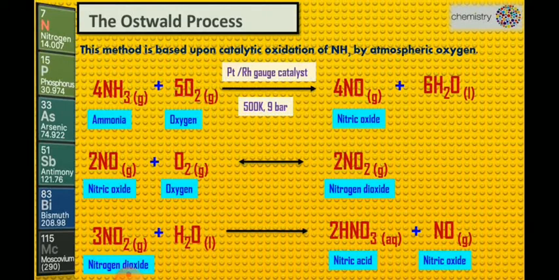And I'll tell you a trick to remember these equations, especially the first equation. It is a trick. Actually, it's not the correct way of understanding.